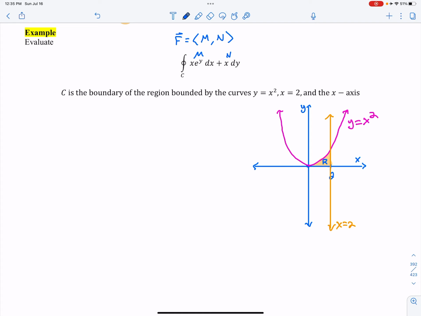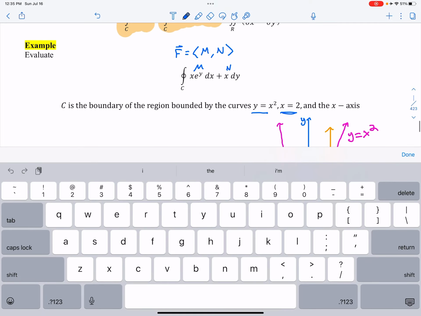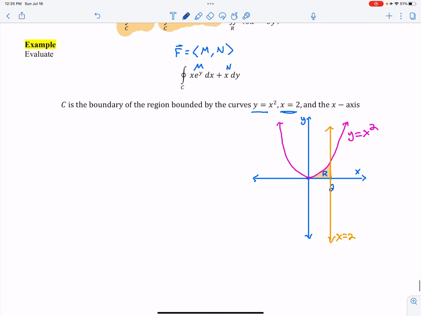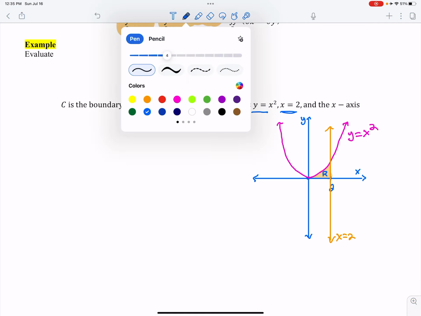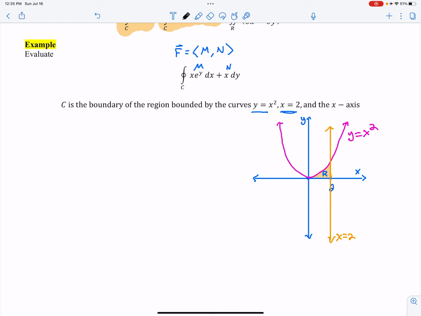All right, C is the boundary of the region bounded by the curves. We have a parabola, a vertical line, and then the x-axis. I went ahead and drew my picture beforehand, because I can get a bit obsessive when I'm doing my pathways or regions like this, so you didn't have to watch me obsess. So my path is this closed curve, and you can see it's not perfect here.